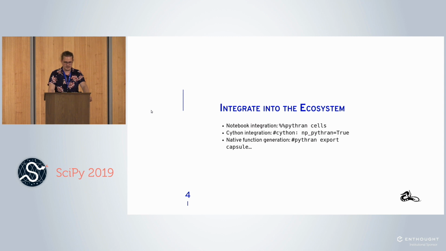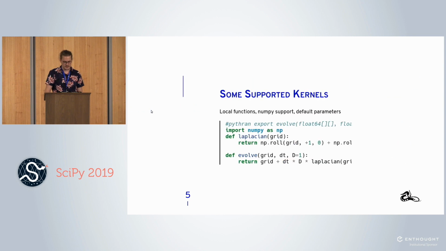It's integrated deeply into the ecosystem. You can use Jupyter Notebook magics to generate Pythran code. You can even use it in Python by annotating with numpy python, and then all your NumPy calls are going to be vectorized by Pythran, which is going to make it even faster. And you can create capsules to use in the SciPy ecosystem, for example.